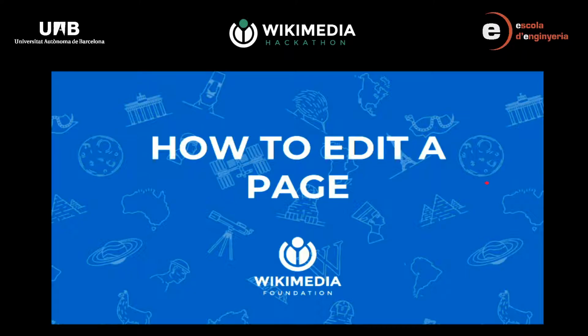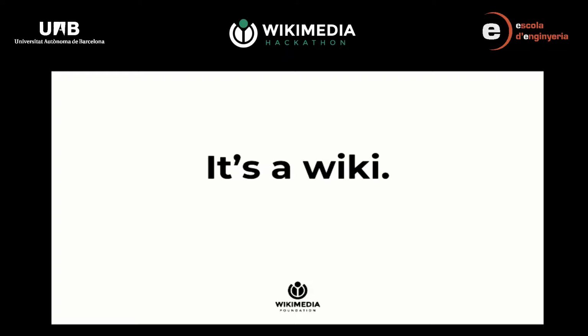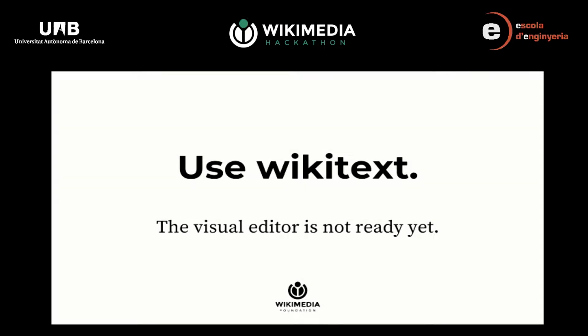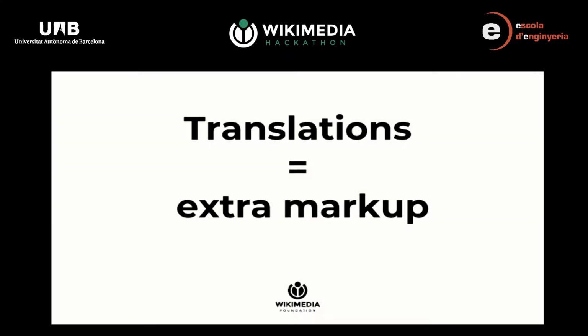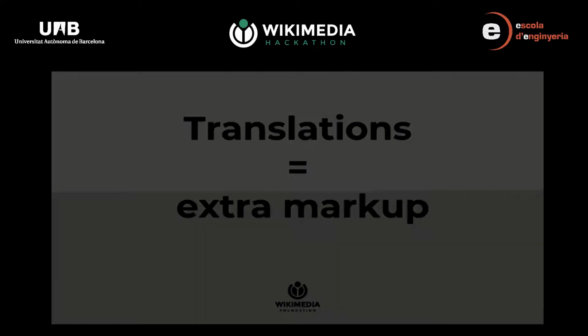Okay, let's go deeper. How to edit a page? Like I've said, it's a wiki, so you edit the page. You make some changes. Actually, you have to use wiki text when you edit a page, because the visual editor is not ready yet to welcome translations and translate tags. Yes, because translation requires extra markup. We are going to add some new elements inside of the translations. We have seen that a bit in our previous example, but let's go deeper.